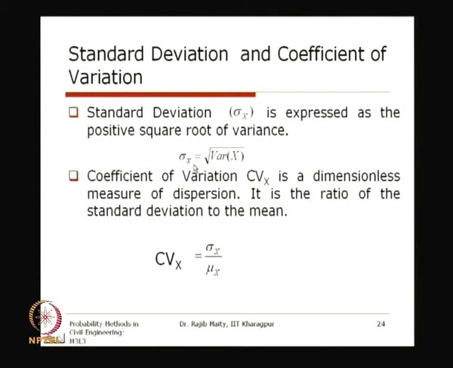So, the standard deviation is another measure of dispersion, where the standard deviation sigma x is expressed as the positive square root of the variance, which is the square root of the variance of x. And the coefficient of variation CVx is a dimensionless measure of dispersion. It is a ratio of the standard deviation to the mean. So, the CVx is equal to sigma x by mu x.